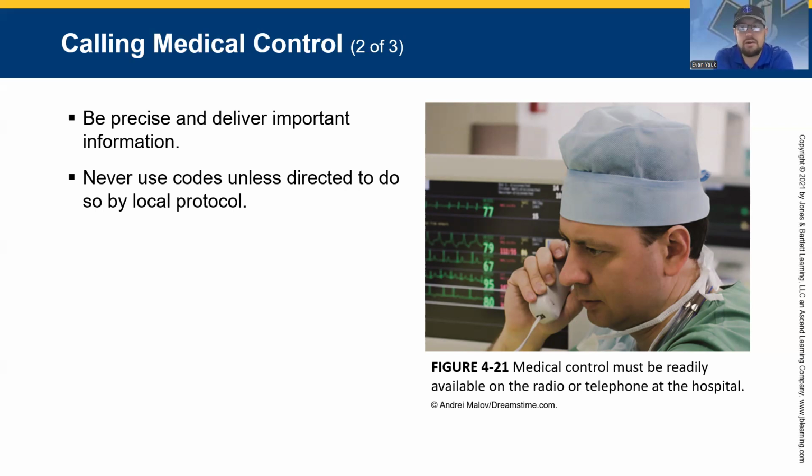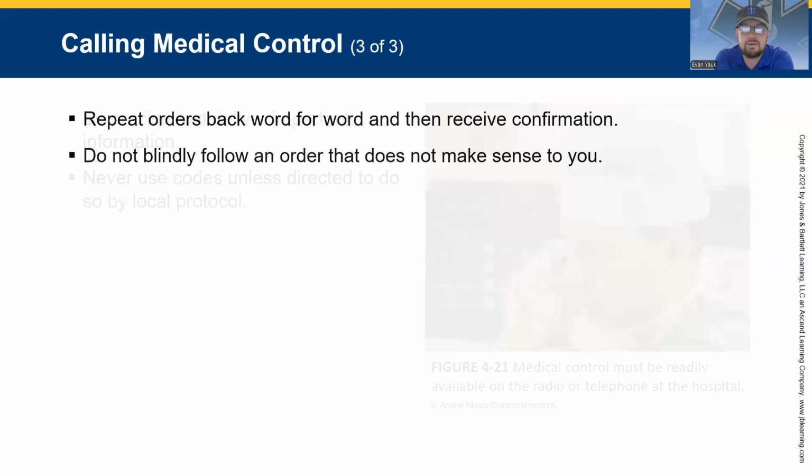Are you telling me to give a nitro? Blood pressure is 90 over 60. Can you verify that you said give a second nitro? If it doesn't make sense or you don't like it, repeat it back. You're talking for the patient, so remember that.